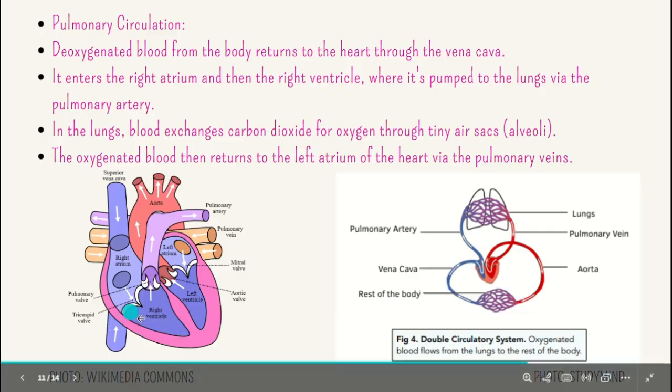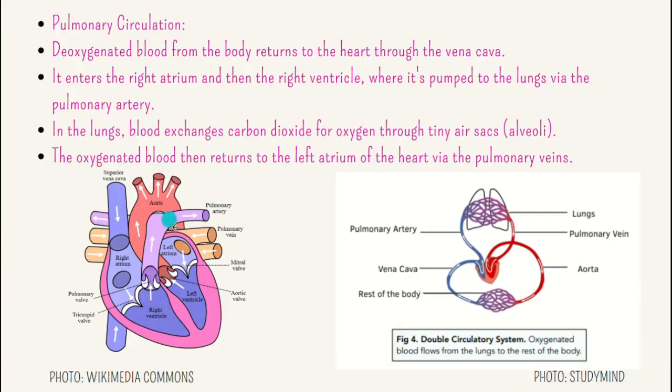So this tricuspid valve is just what prevents the backflow of blood. So it just prevents blood from going the wrong way. We don't want the blood going back out through the vena cava. We want it going in one direction, right? So it comes to the right ventricle, where it's pumped to the lungs via the pulmonary artery.